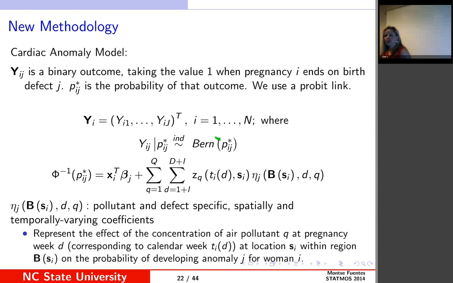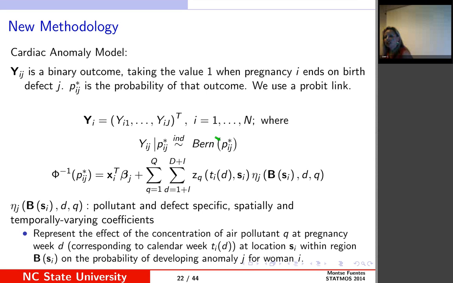So again, this is a probit framework. The reason why it's probit and not a logistic model is because we get full conjugacy in these settings. It's much more computationally efficient. The computational aspect is a key driver of everything that we are doing here, as well as being able to make flexible inference about the impact of pollution on birth defects.